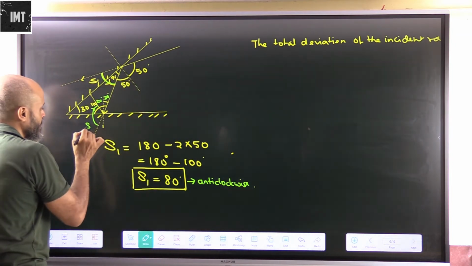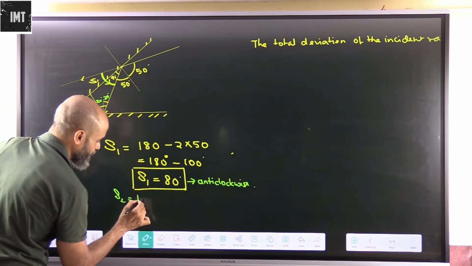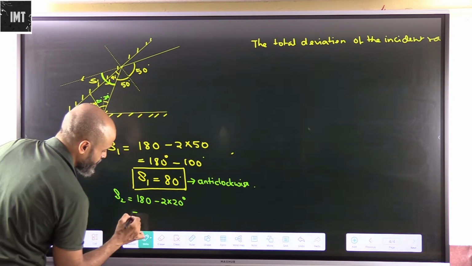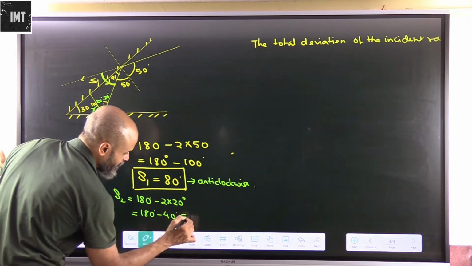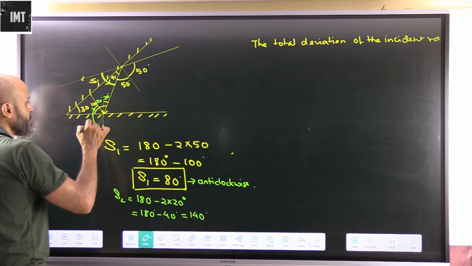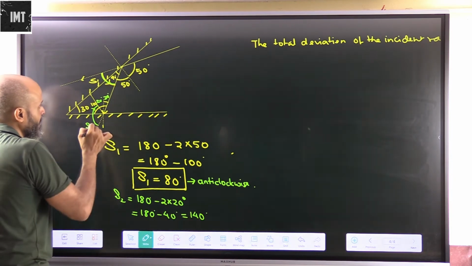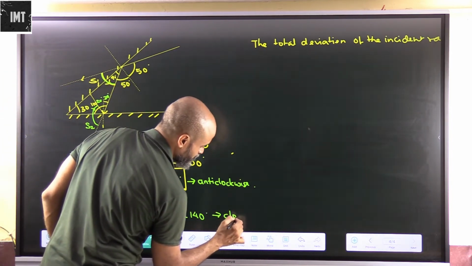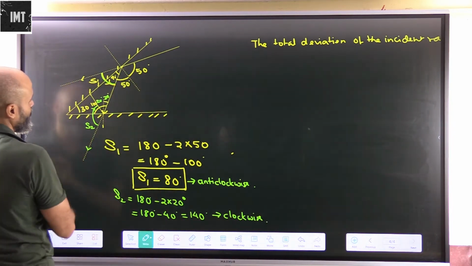This is, let's say, delta 2. Now delta 2 will be equal to 180 minus 2 into 20 degrees. That will be 180 minus 40 degrees, that will be 140 degrees. So delta 2 is going to be 140 degrees. But in which direction? This is the actual ray and it got deviated here, so this is clockwise.